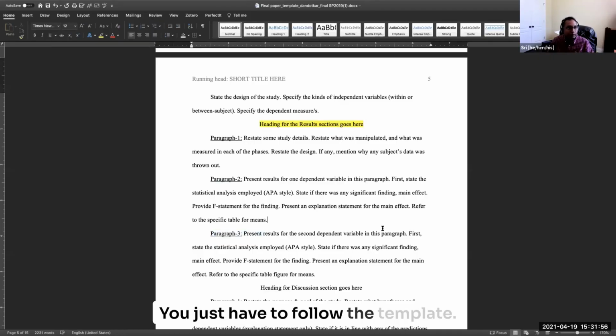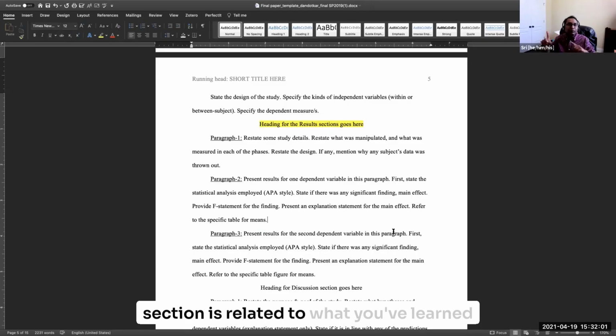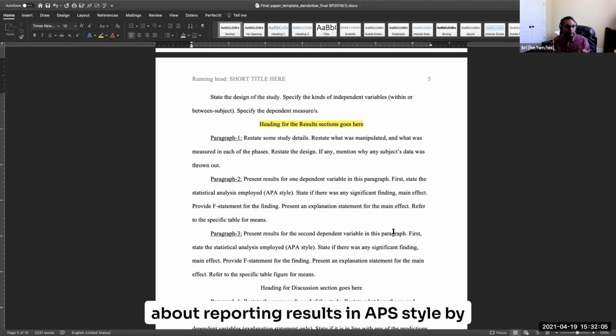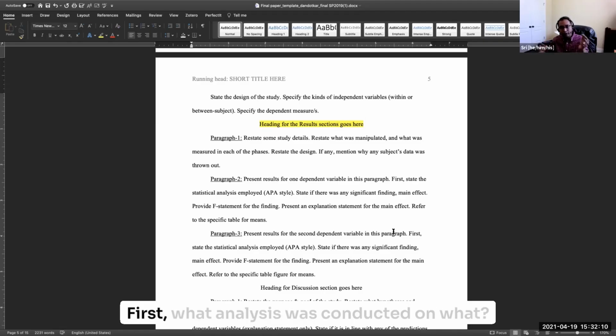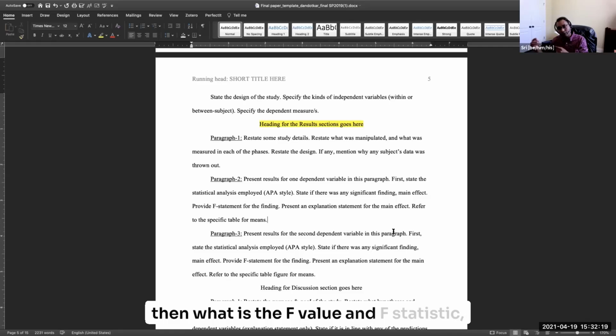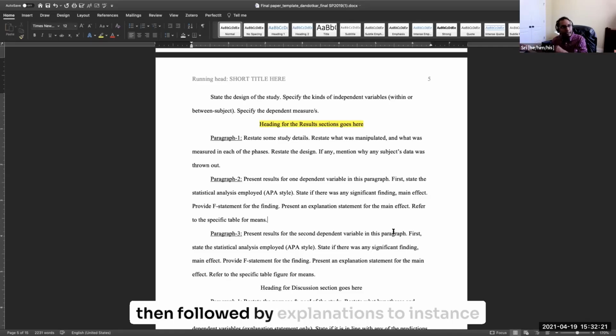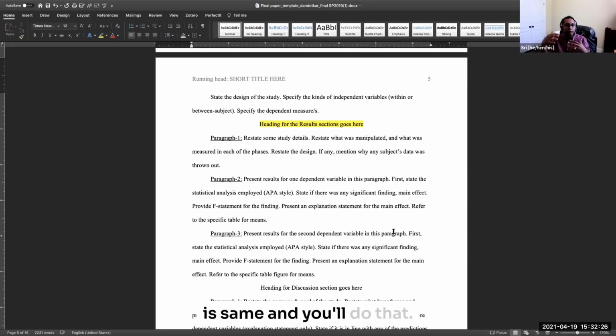You just have to follow the template. And everything you're stating in the results section is related to what you have learned about reporting results in APA style by working on all these homeworks throughout the semester. Remember? First, what analysis was conducted on what? Then, was there a significant main effect? Then, what is the F value and F statistic? Then, followed by an explanation sentence with means and standard deviation. Everything is the same. And you'll do that.